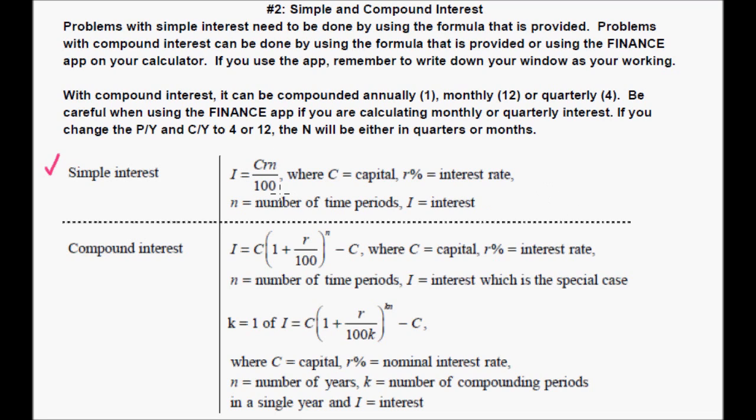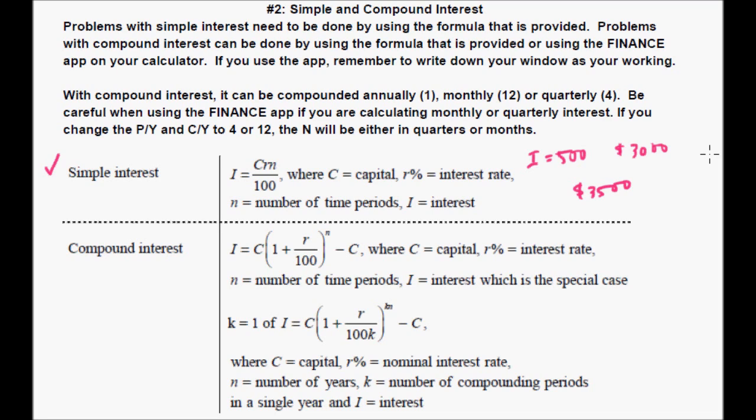The only trick with these ones is, if they ask you for the total, you have to add the initial amount, the capital, back to it. So if you find out your interest is 500 on an initial investment of $3,000, and they want the total, it's 3,500.